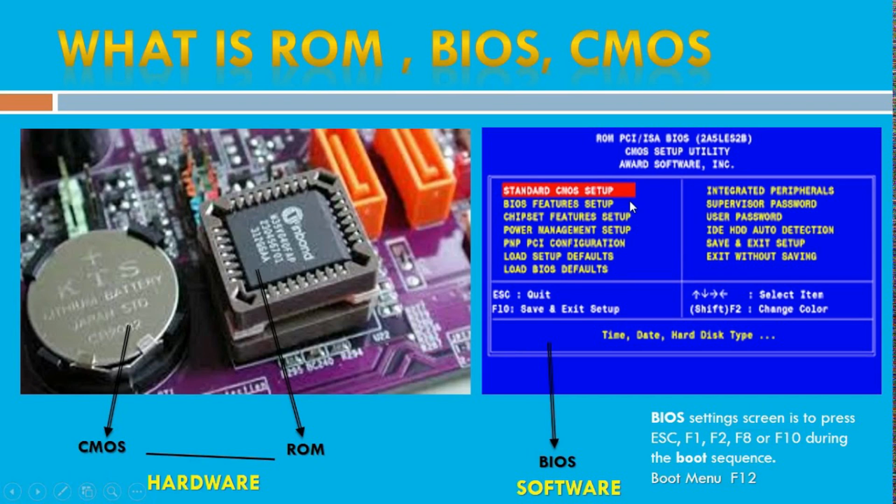The applications of CMOS and BIOS. CMOS, Complementary Metal-Oxide-Semiconductor, and BIOS, Basic Input-Output System, are fundamental components in modern computing systems, each serving distinct but crucial roles. Here are their primary applications.